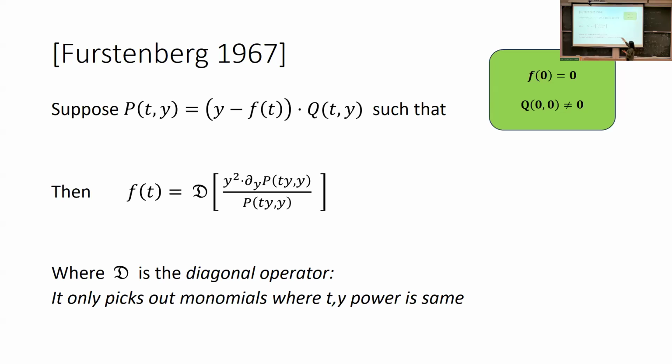And what is the diagonal operator? So this ratio you can view as a power series in T and Y. And then in this power series, every term will have some T to the I times Y to the J times some coefficient. Let's look at all the terms where the T and Y power is the same, and pick out only those monomials. Then you erase the Y part from it and just keep the T part. You just set Y to 1. That's the diagonal operator. This is one short formula for the roots.